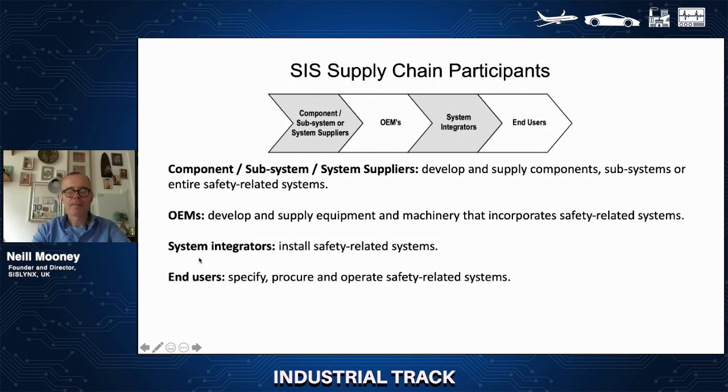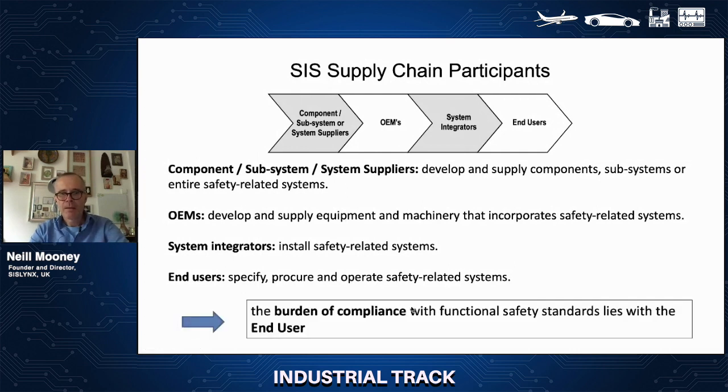System integrators install safety-related systems, so they lie between component, subsystem, or system suppliers, OEMs, and the end user location. This will be a third party that comes in to design, install, and perhaps operate specific SIS loops. And the end user is the entity that specifies, procures, and operates a safety-related system. It'll always be the case that the burden of compliance with functional safety standards lies with the end user.